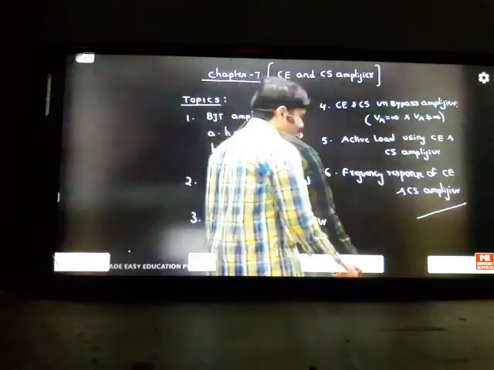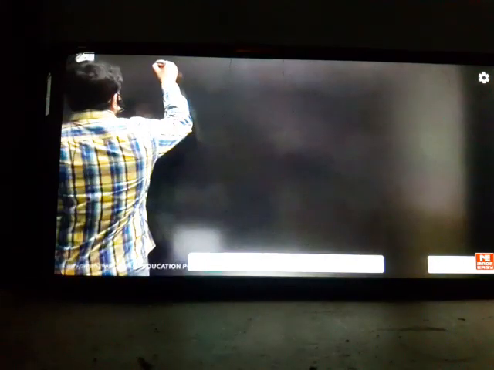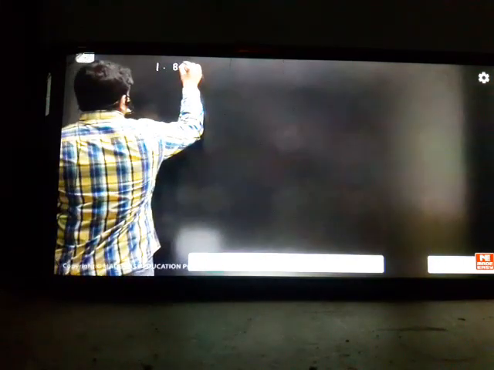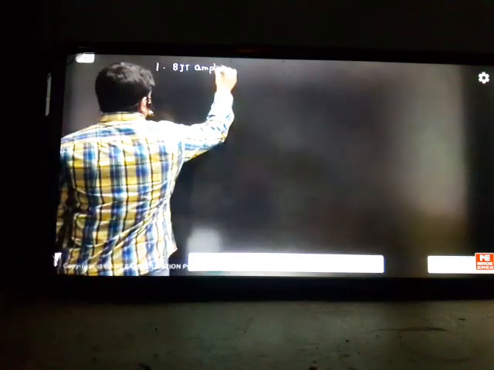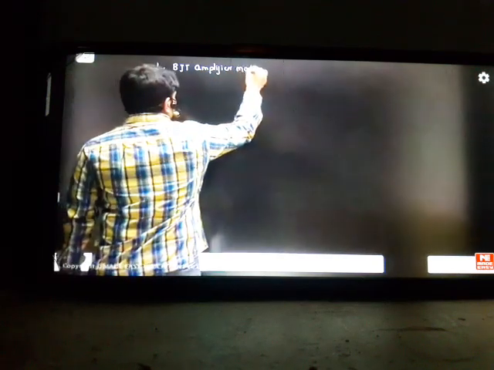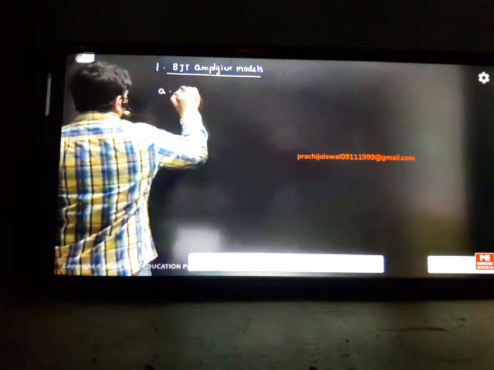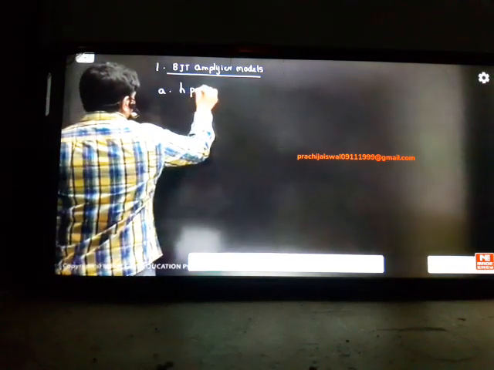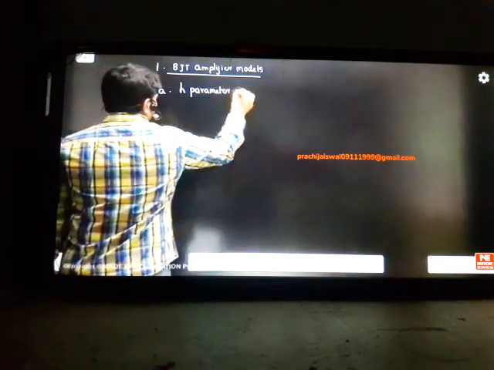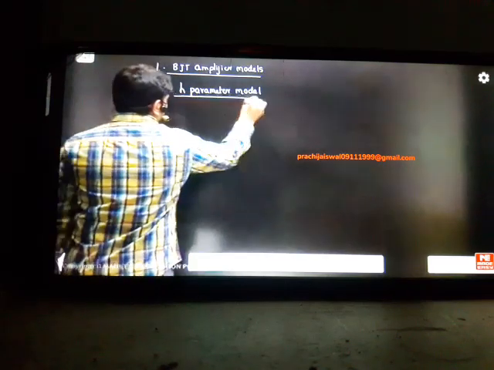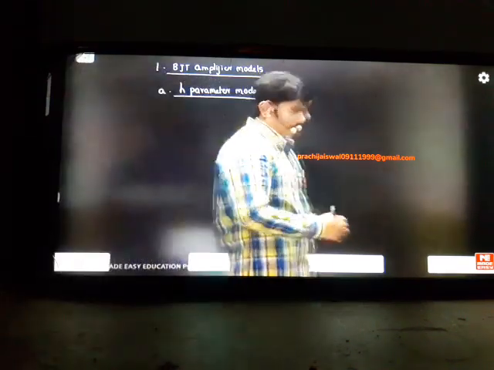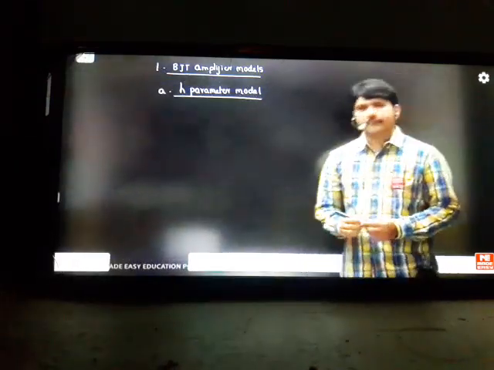The first course I'm starting today. Keep the heading BJT amplifier models. In this, we are going for the first topic, subheading A, called the hybrid parameter model, that is called the H parameter model. This is our first class today. H parameter model.